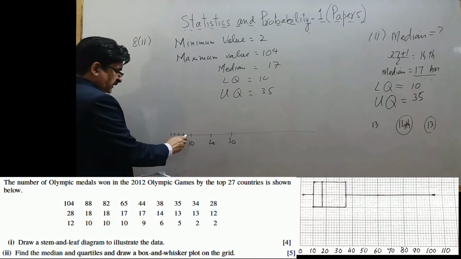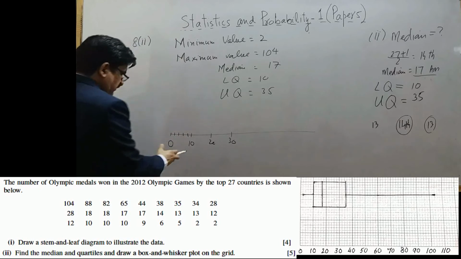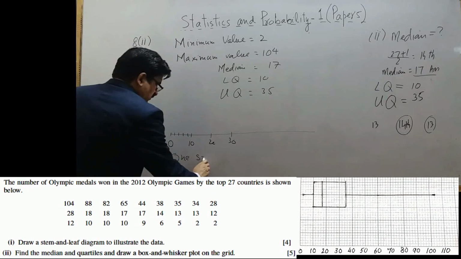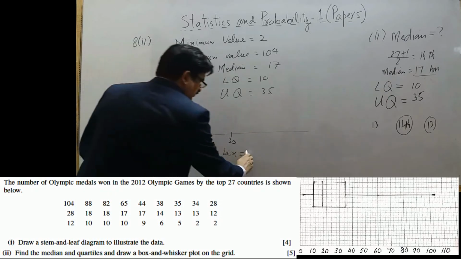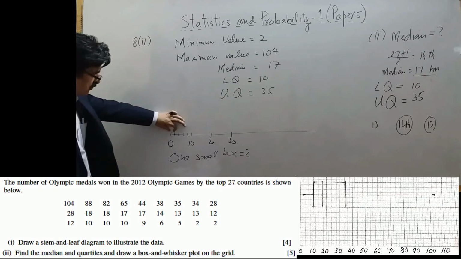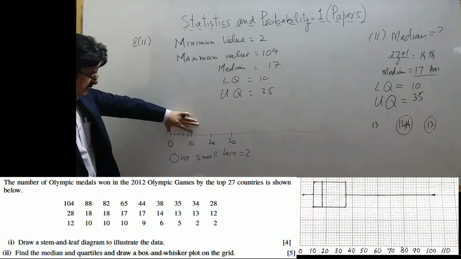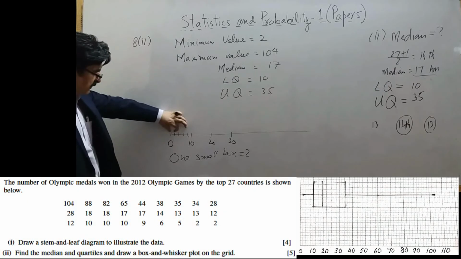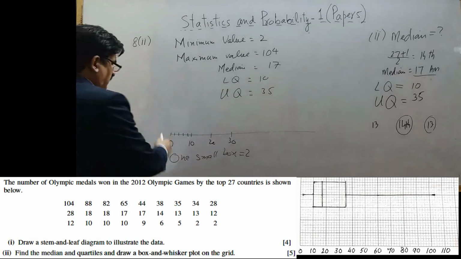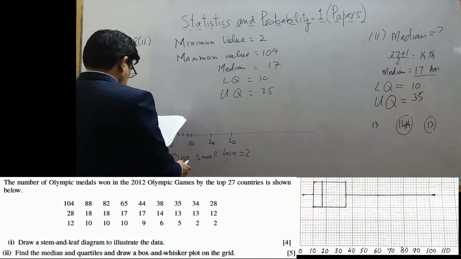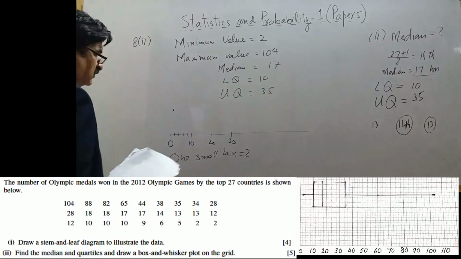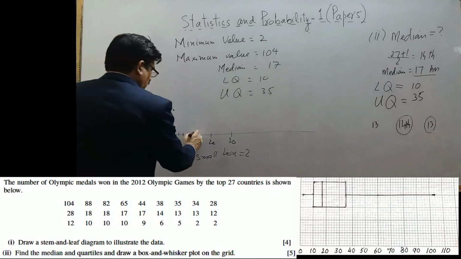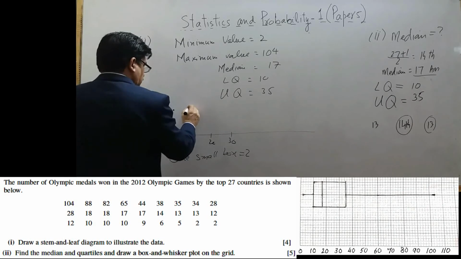So 1, 2, 3, 4, 5. So this one small box is equal to 2 units. This shows 2. Then this becomes 10. So we will need it. So we'll start from 2. So 2 is one box. So above it, we will take a point over here. Then we have the lower quartile. It's 10. So above this point, you will have 10. From here, you will start your box. This is your whisker.